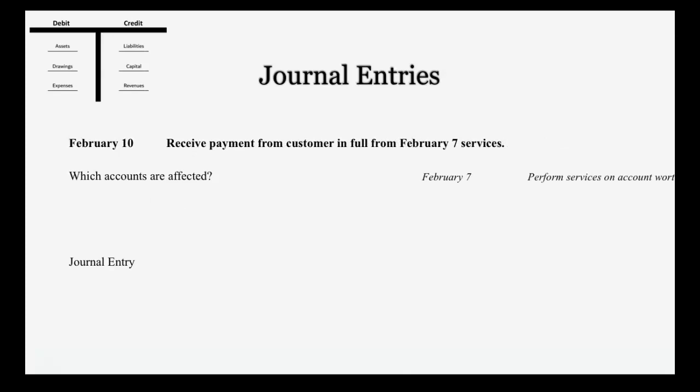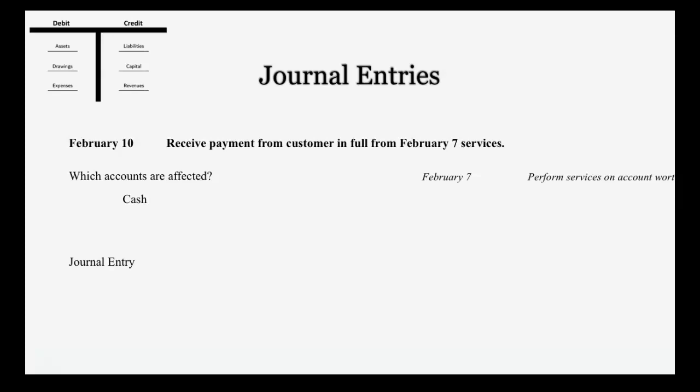Now, on February 10th, you receive payment from customers in full from February 7th services. So it got cut off here on the slide, but that's just showing over below the transaction from February 7th when we performed services on account. So here we need to think about what accounts are being affected on February 10th. Well, our cash is being affected, right? Because we are receiving this payment. So our customers are giving us this money.